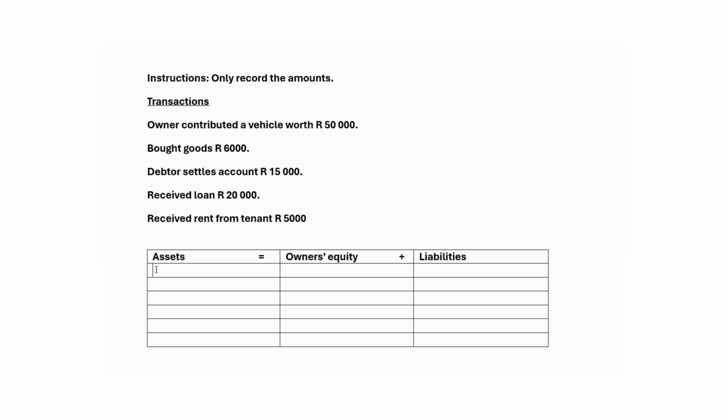So as I said, the owner contributed a vehicle with 50,000. We know that when the owner contributes toward the business, that it is capital, and we know that capital is your owner's equity. That means that our capital will increase by 50,000, and our assets will also increase because a vehicle falls under assets. A vehicle is your non-current asset. So our assets will also increase with 50,000.